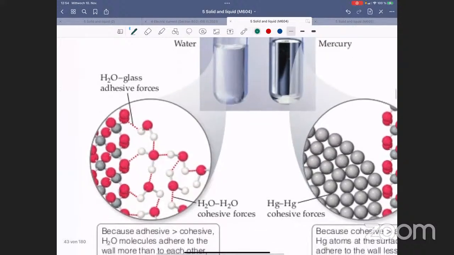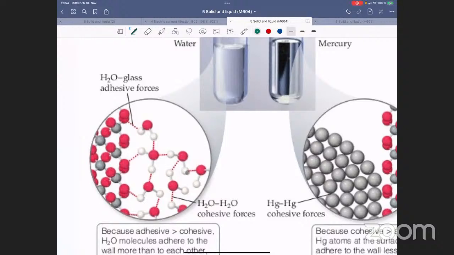Okay, yeah, you can see that the adhesive force means the force between glass and H2O, the water. Okay, we call it adhesive force. Okay, and there are different positions of force, so there are several adhesive forces.